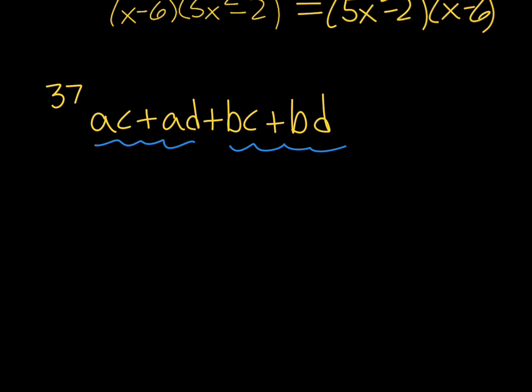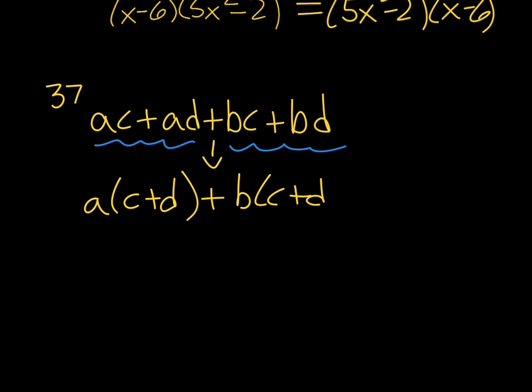So the first problem that we're going to look at is AC plus AD. Is there a greatest common factor there? A. What's left over? C, D. So C plus D. You're going to drop this plus sign down. Is there a greatest common factor between the next 2 terms? B. B, what's left over? C plus D. Now it looks like what we just did.